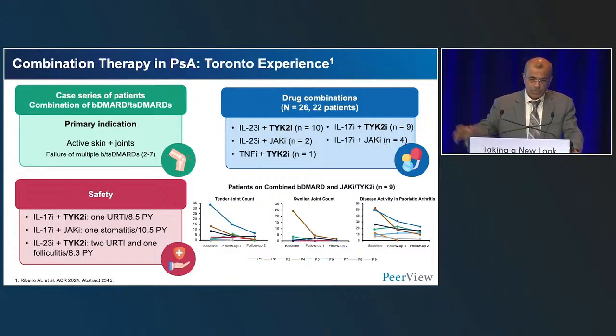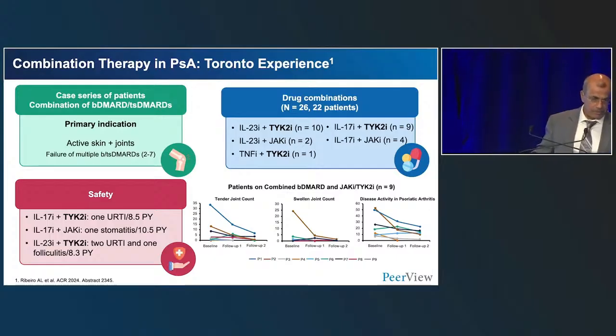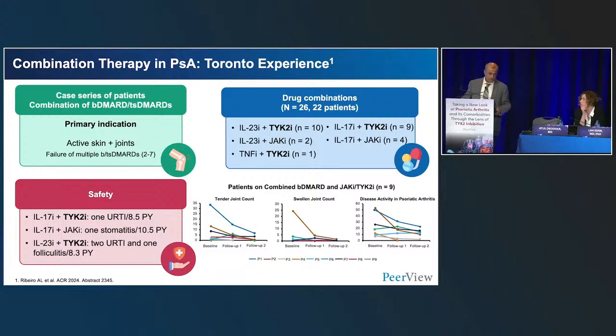And what is shown in the graphs is the tender joint count dropped, the swollen joint count dropped, the disease activity dropped, and safety is shown at the left side bottom there, which they didn't have much of a problem. Where is my pointer? Okay, here it is. So this is the safety. There was just one upper respiratory infection, one stomatitis, two upper respiratory, well, folliculitis, etc. So you didn't have any major hospital admissions and sepsis and any of that.